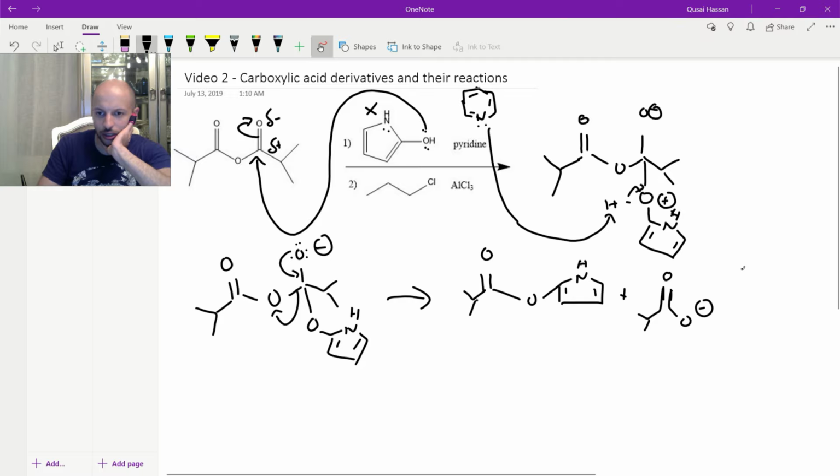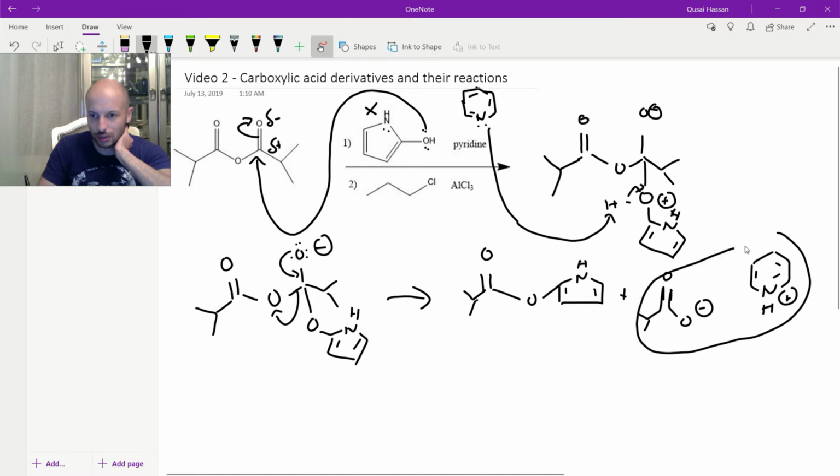right? And then the pyridine can react with that acetate, like we have the protonated pyridine from the first step, right? And it can react with that acetate to basically give us the acetic acid version of this molecule, or you could just filter this out of your product, right? So now we have this product. That's the end of the first step. This is the product that we have at the end of the first step, right?